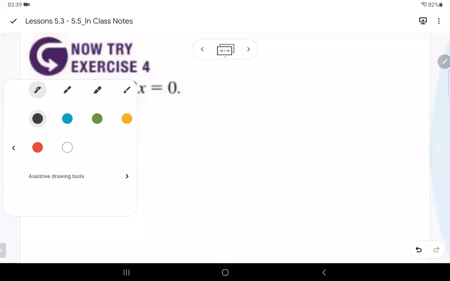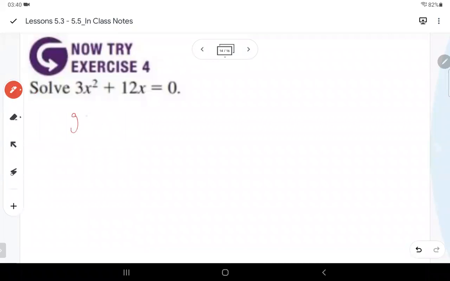This one's a little different because we have a GCF. The GCF is 3x. So let's pull 3x out. We have x plus 4. We're going to split these. Divide by 3.